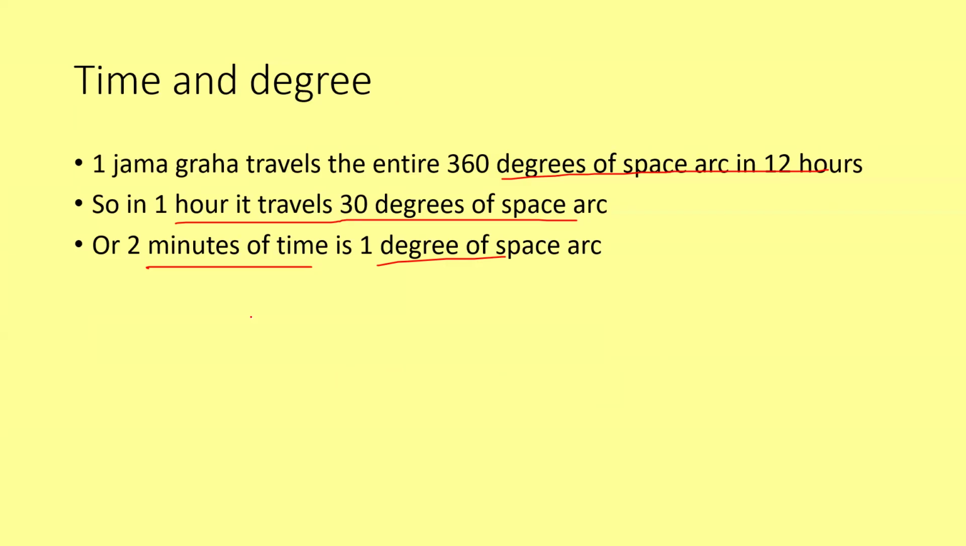Anti-clockwise. How Jamagraha will go is, it will go from 360 degrees, 359. At sunrise, it will be at 360 degrees. Then at sunset, it will be 0 degrees. At noon, it will be at 180 degrees. We will go through that in detail. Okay, I will help you visualize it. Don't worry too much about it.